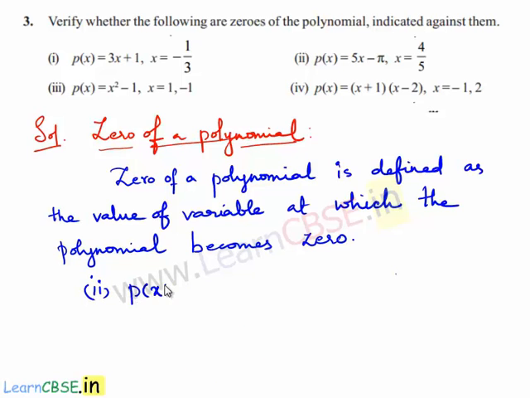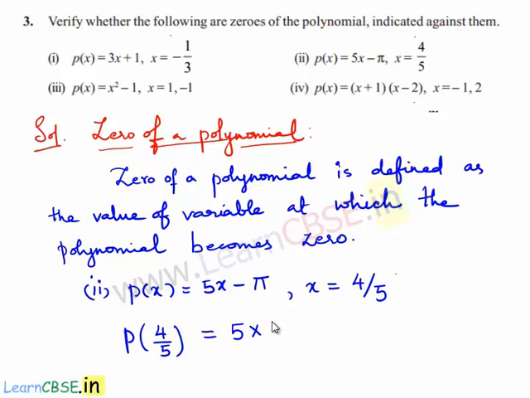So the second bit is P of x is equal to 5x minus 5 provided x is equal to 4 by 5. So let us substitute the value of 4 by 5 in place of x. We get P of 4 by 5 is equal to 5 multiplied by 4 by 5 minus 5.